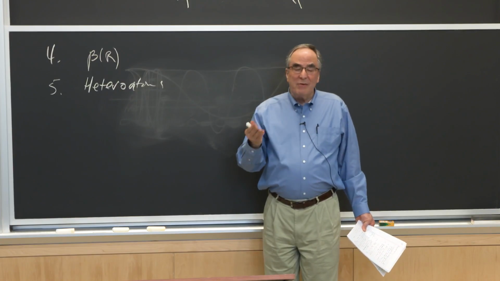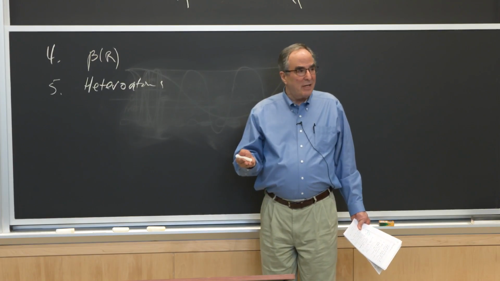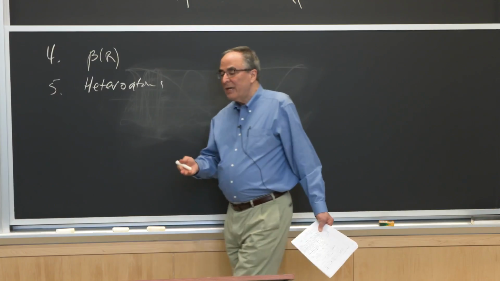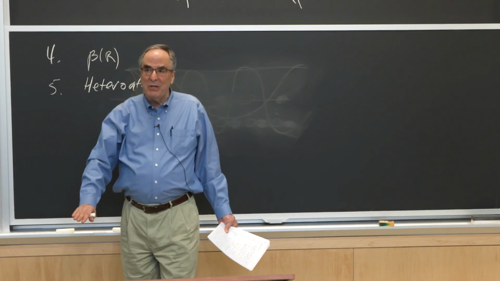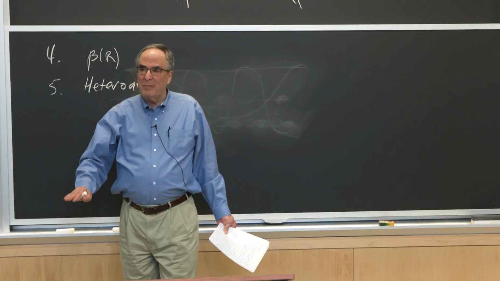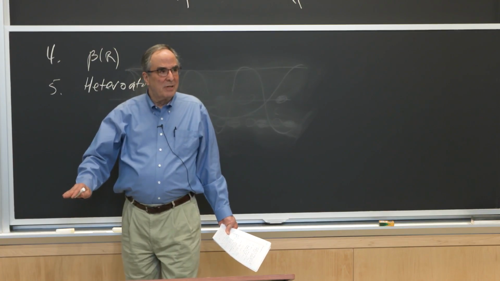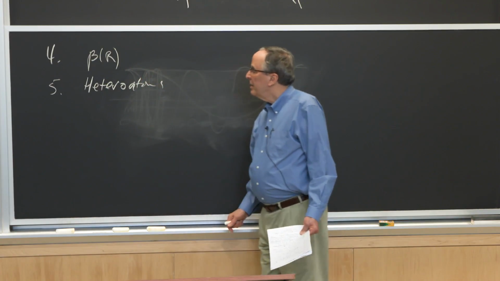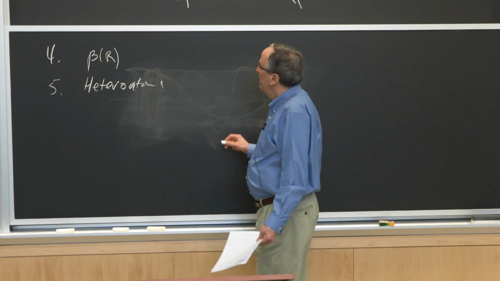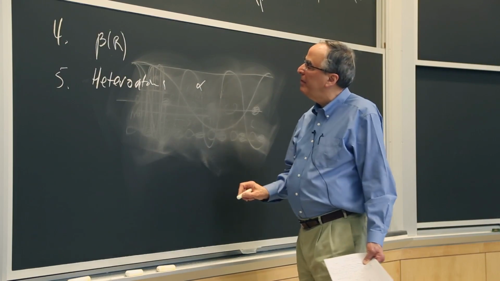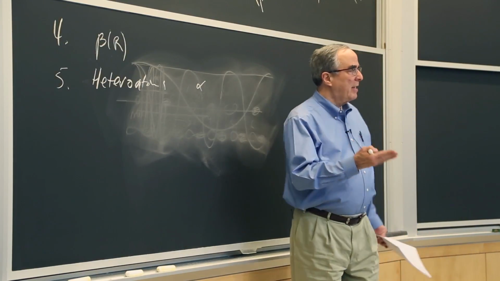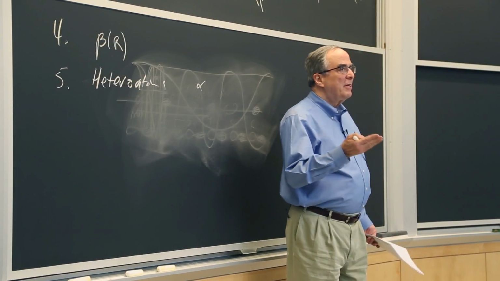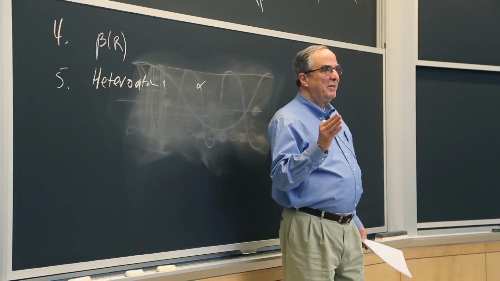Well, nitrogen is different from carbon. In LCAO theory, the ionization energy for nitrogen is different from carbon. It's larger. And so the heteroatoms can be included if you use a different value of alpha. And now, alpha and beta are both negative. Now, this is a little bit fraudulent.